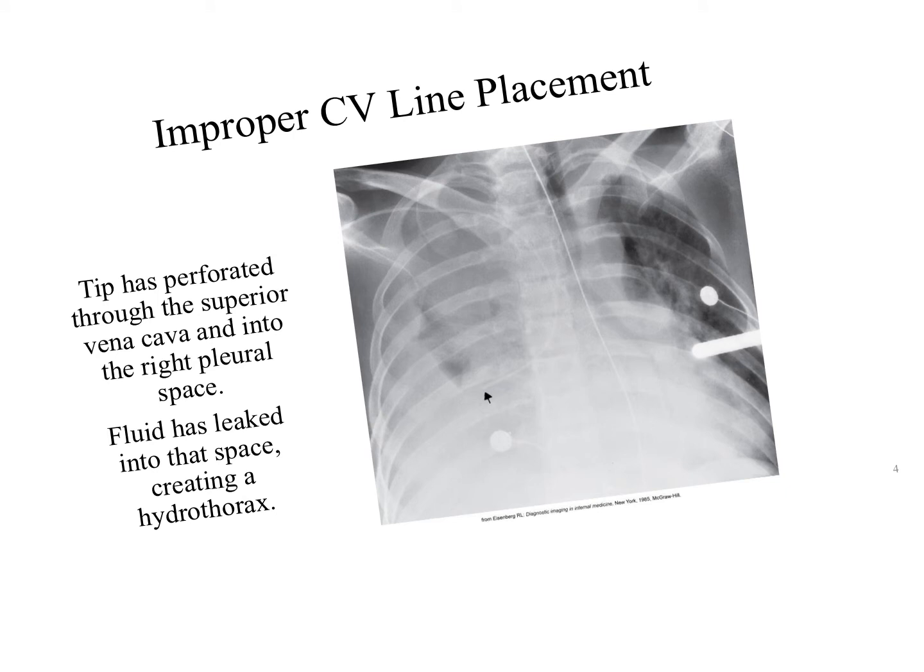All right, so let's move on to improper CV line placement. And remember that CV there is central venous placement, central venous line. So what we're looking at in this x-ray is here. So they've inserted this line through the right arm. They should have stopped maybe about right here in the superior vena cava, but instead it's gone way too far. It's all the way here now. So what it's done is it's perforated outside of the heart, and now it is filling this entire lung with fluid. That is definitely something you do not want.